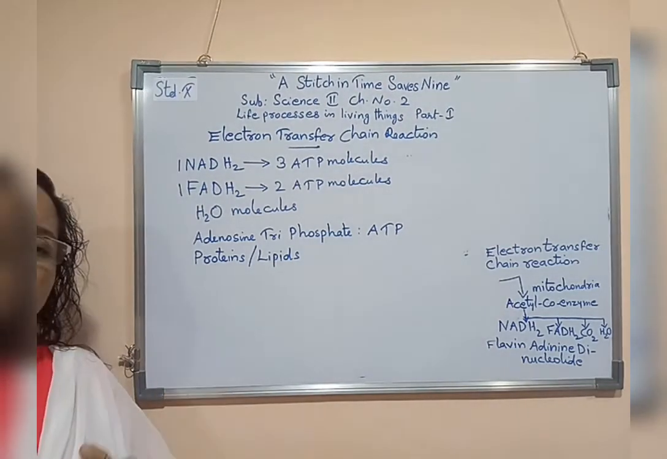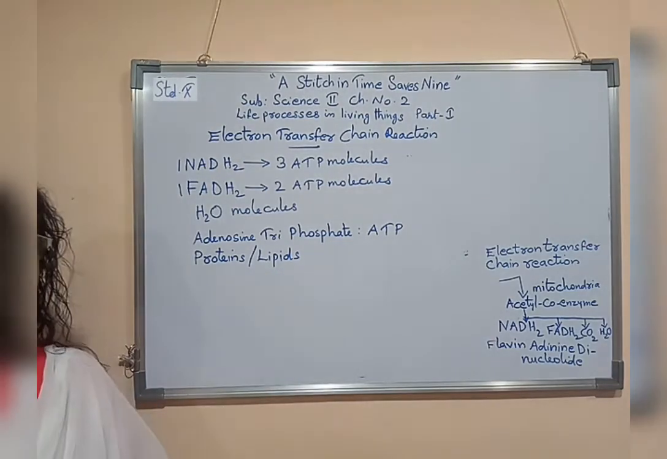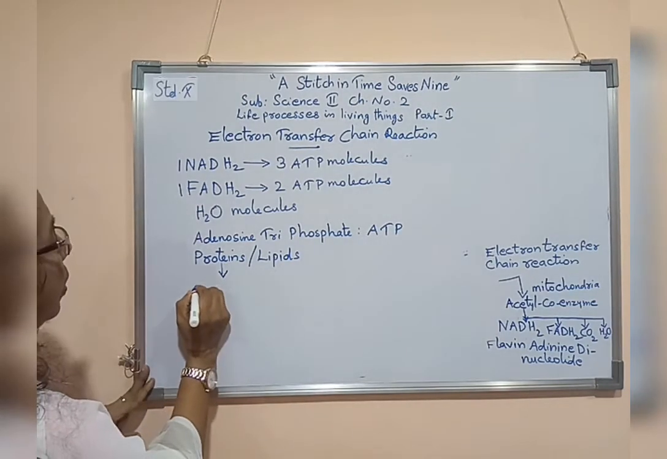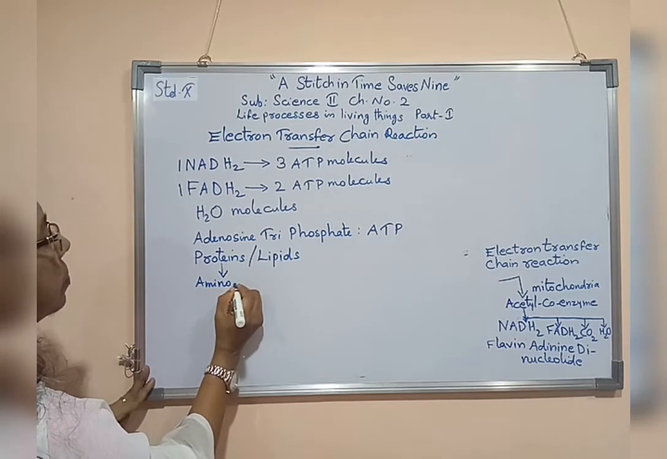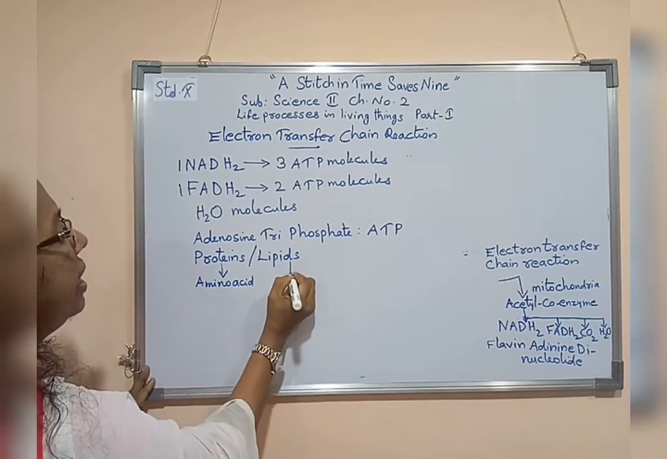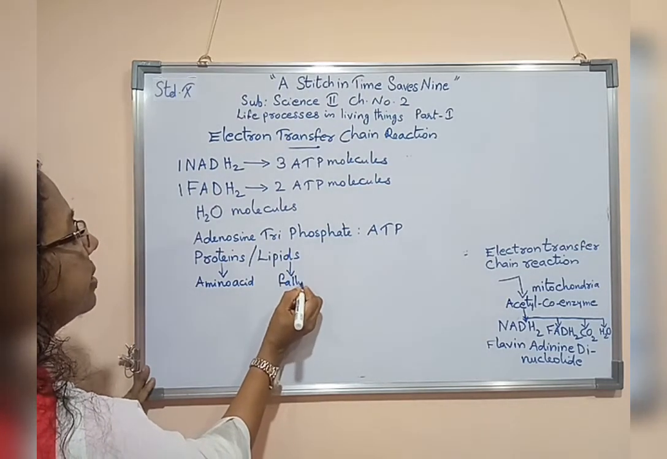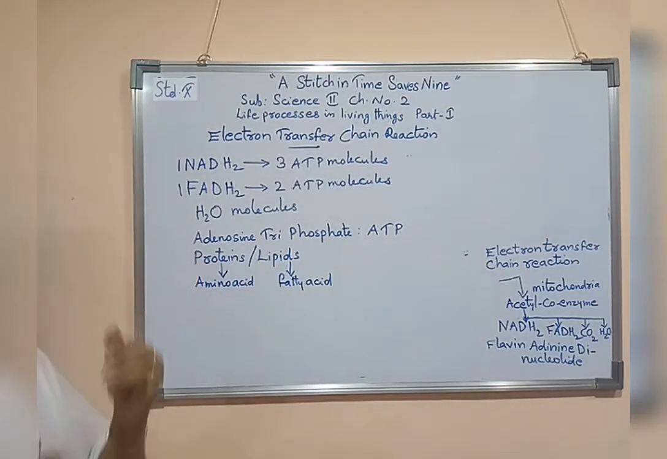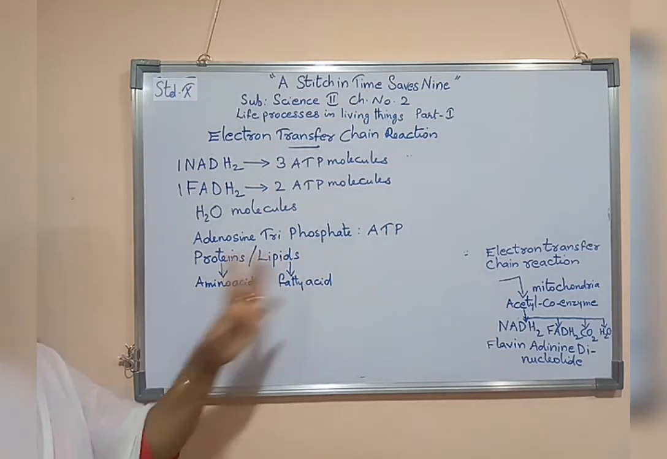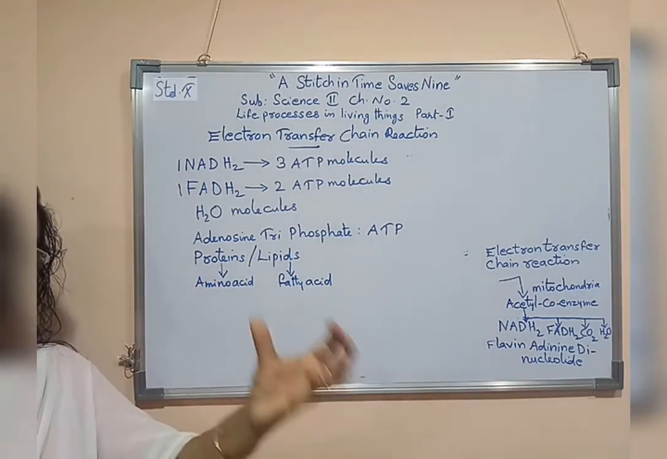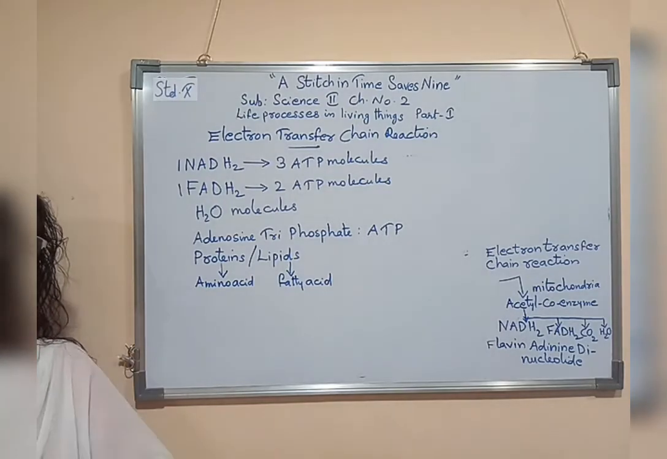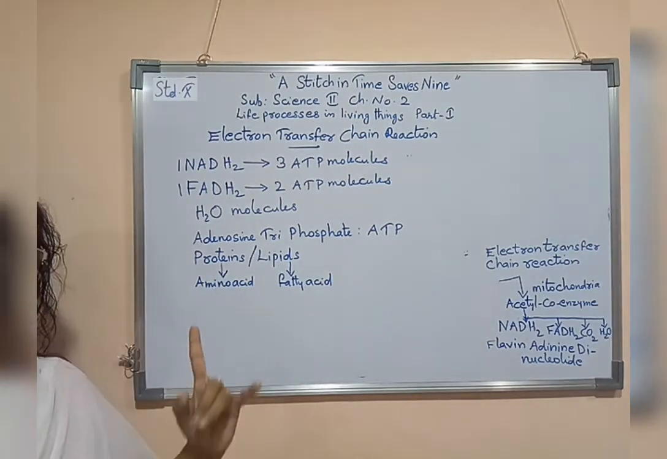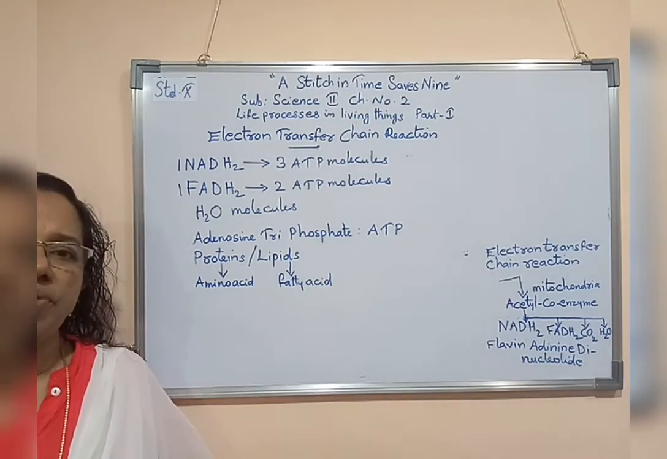Now, how energy is taken from proteins as well as from lipids, I'll explain. Protein converts to amino acid. Lipid converts to fatty acid. Carbohydrates, proteins as well as lipids are complex molecules. First they have to change into simple molecules. Carbohydrate transforms to glucose, proteins transform to amino acid, lipids transform to fatty acid.